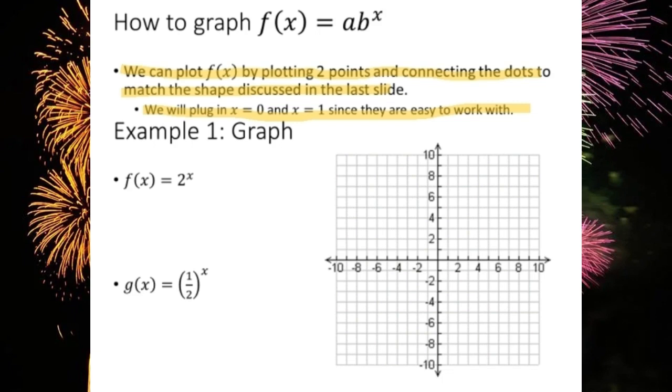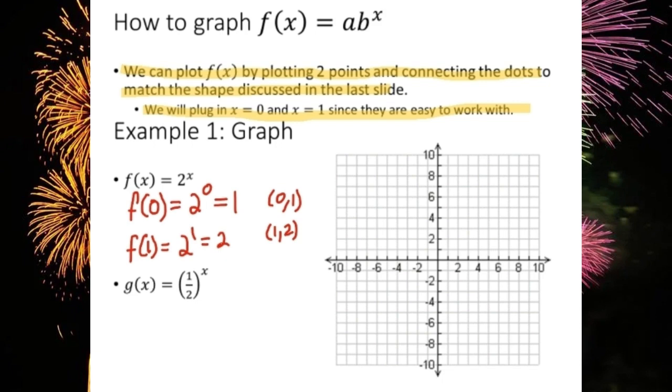So if we take a look at f(x) = 2^x, first we'll plug in 0 and evaluate f(0), which would be 2^0, which is 1, which means 1 point on our graph is the point (0, 1). Then we'll plug in 1, so we'll evaluate f(1), which would be 2 to the first power, which equals 2. So our second point is the point (1, 2).